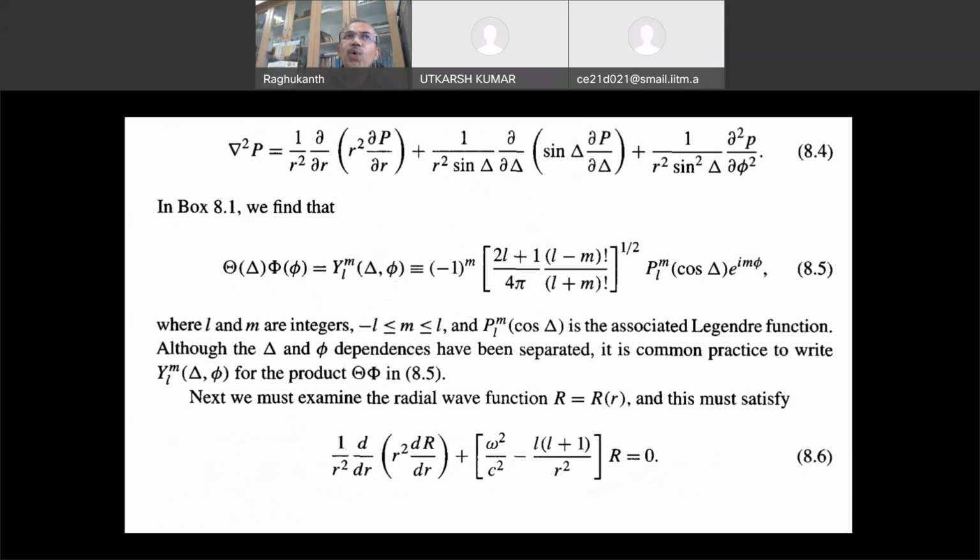So finally, say del square p is our equation for a fluid sphere. If you write phi, delta, phi, Y_lm, this is the basic equation itself. Now phi is known and delta is known, and we have to solve this equation with respect to R.